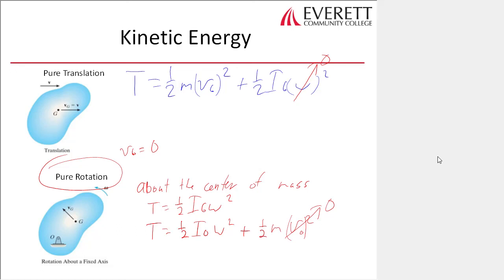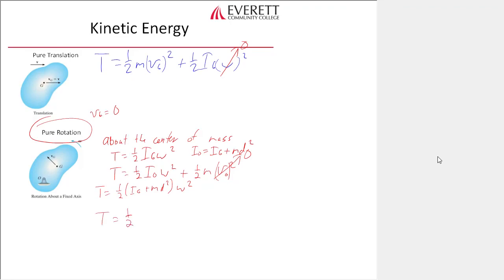How could I relate my I0 to my IG? Parallel axis theorem. We know that I0 is going to be equal to IG plus md squared. Just go ahead and plug that in. T would be equal to 1/2 times (IG plus md squared) omega squared. So T would be equal to 1/2 IG omega squared plus 1/2 md squared omega squared. Okay, so that's kind of interesting.